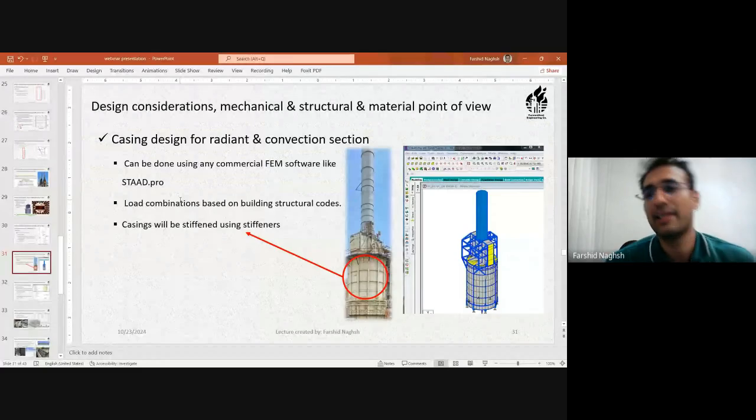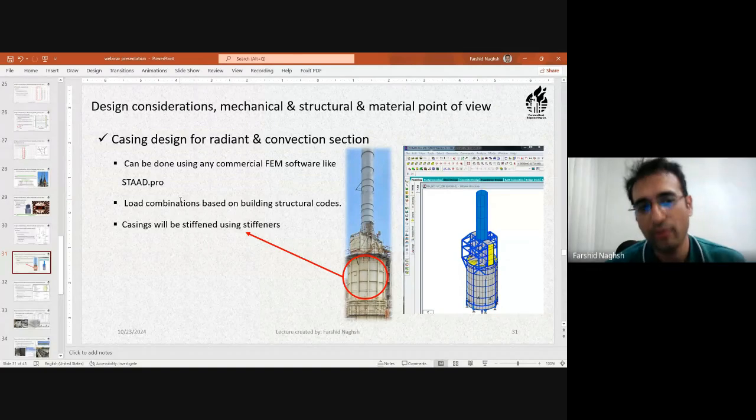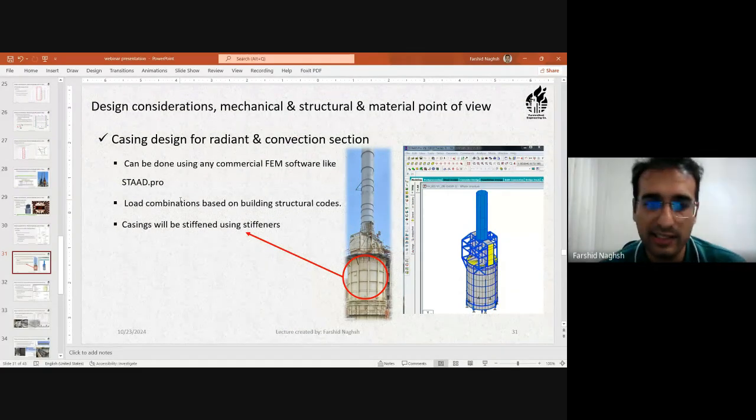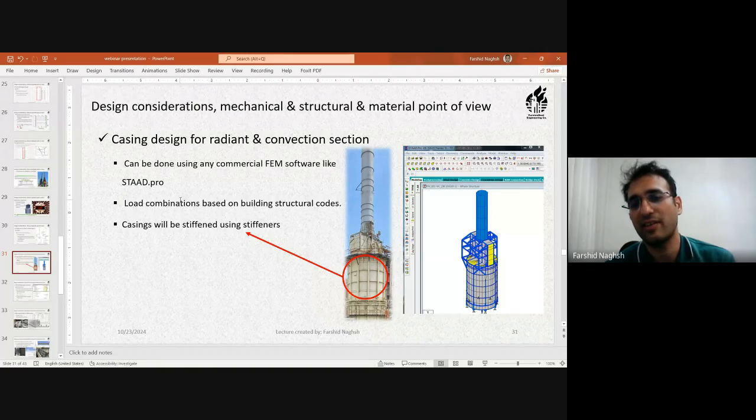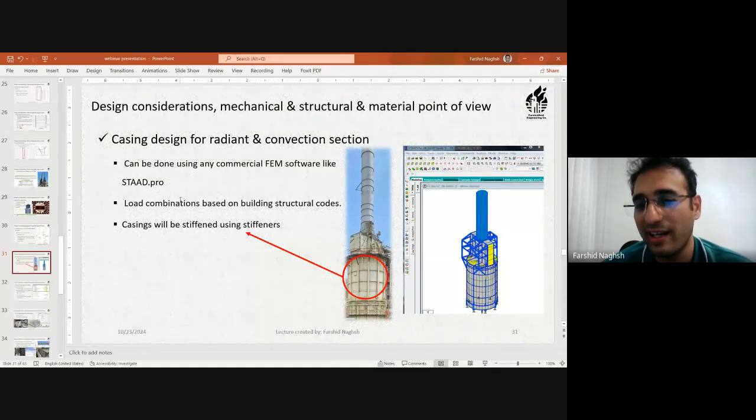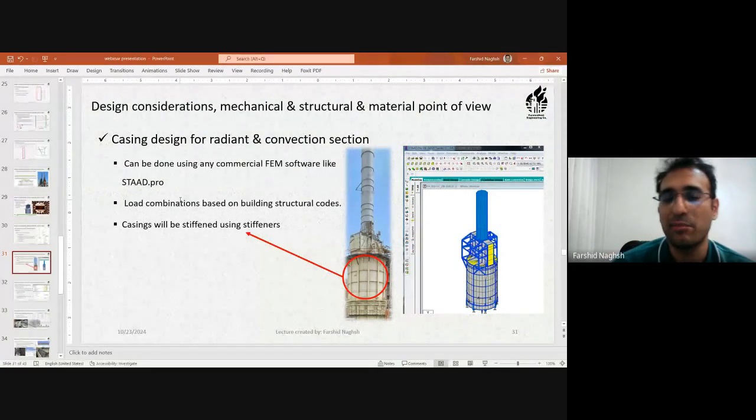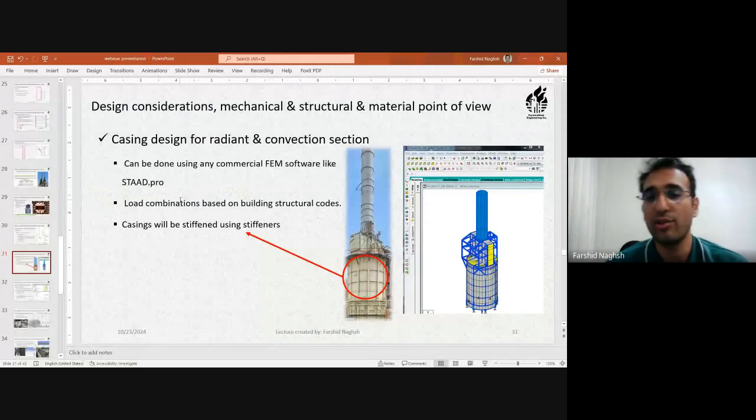As I said earlier, we use refractories so we can use carbon steel as the casing material. If I remember correctly, the minimum thickness allowed in heater casing design is 6 millimeters. But it is obvious that these weights and loads cannot be borne by a 6 millimeter thick plate. So it needs to be stiffened.